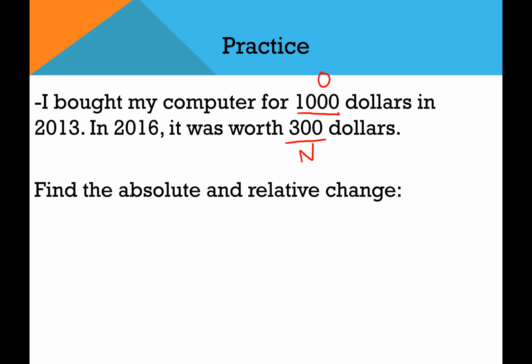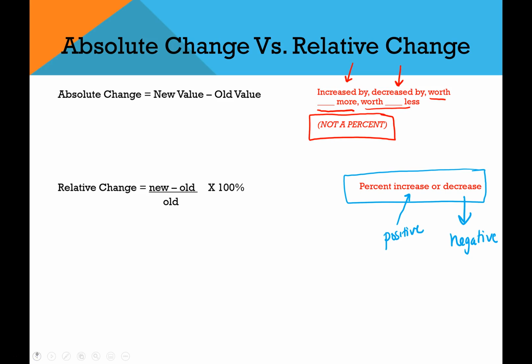And just reminding ourselves, what is the formula for absolute change? It is going to be the new minus the old. So we are going to have our new value, which is $300. That's our new, minus the old, which is $1,000. And that gives me negative 700. So if we go back to the previous slide, we have a few options with how we can write a sentence for absolute change. We could say decreased by, we could say worth less, and the reason I'm choosing those two is because really we got a negative answer.